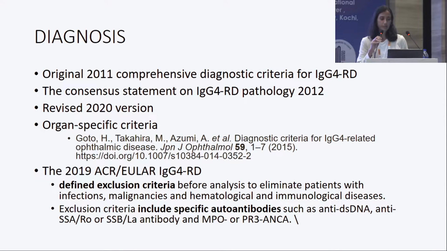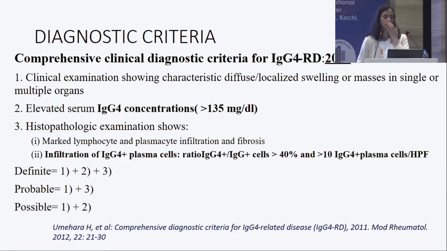So now that brings me to the diagnostic criteria. The first diagnostic criteria was given in 2011 by Umehara et al., and this was again revised in 2020. Then the pathology team also came up with a consensus statement on this in 2012, and of course the Rheumatology Society came with another one. There were also organ-specific criteria, which I think Dr. Bhavna touched upon in her first presentation. So let's talk about the diagnostic criteria given by Umehara et al., which is what is most commonly used to make the diagnosis.